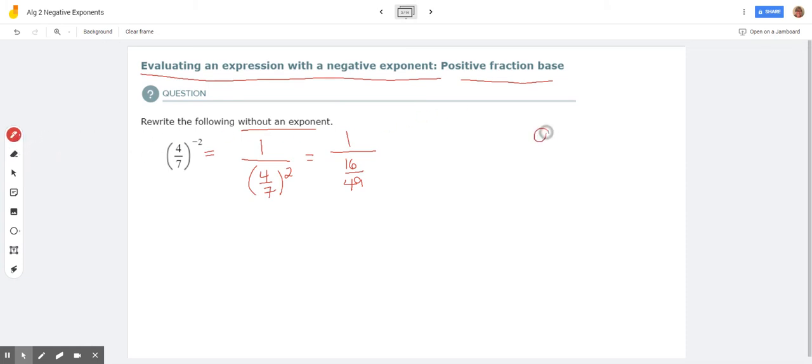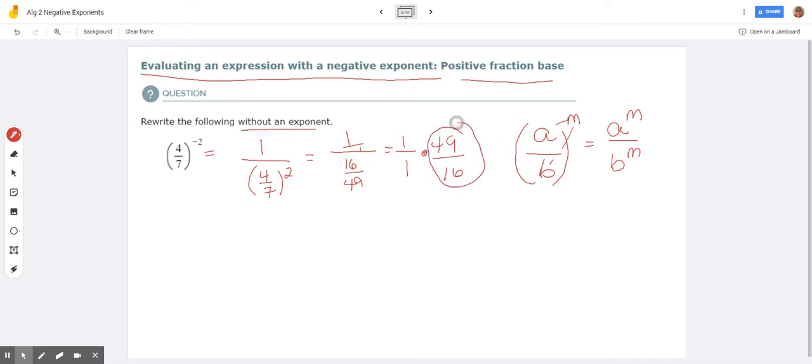So if I've got a over b to the m, that's a to the m over b to the m. In other words, the exponent distributes to both. That's what we did right here: 4 squared is 16, 7 squared is 49. Now we have a 1 over a fraction, so you would go 1 over 1, times the reciprocal, 49 over 16. And that's your answer, 49 over 16.